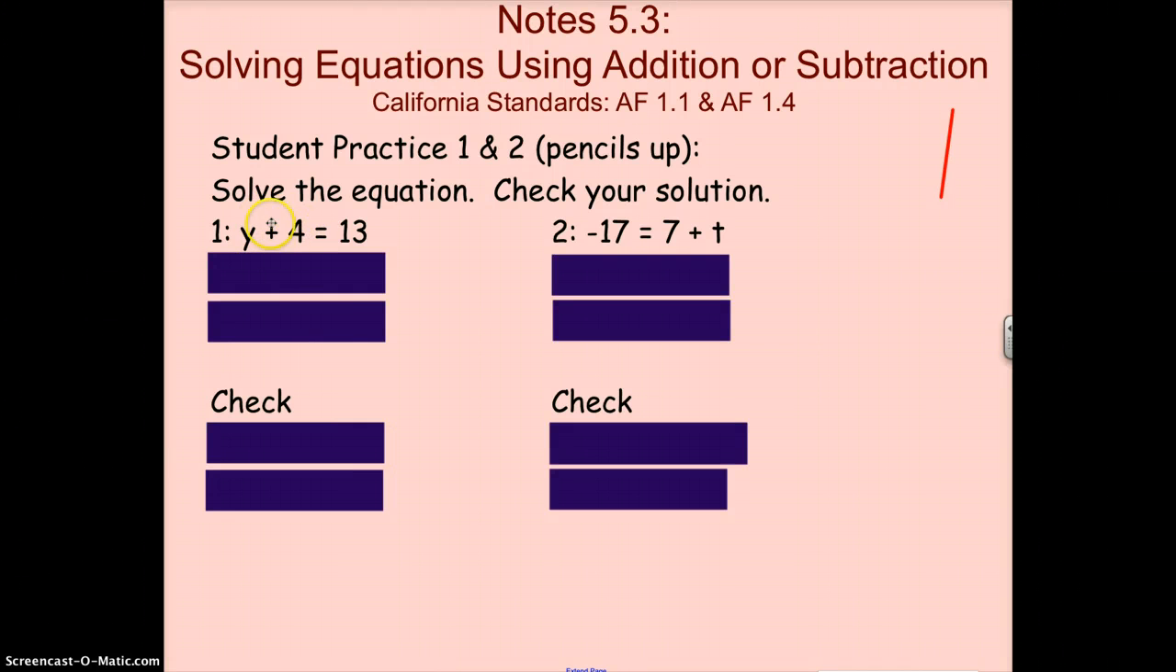I have addition here. I'm adding 4. I want the y by itself, so I don't want to do anything with the 13. It's okay because it's on the other side of the equal sign. What I need to get rid of is this plus 4. So of course the opposite of adding 4 is subtracting 4 from both sides. My 4's cancel out, and I'm left with y equals 9.